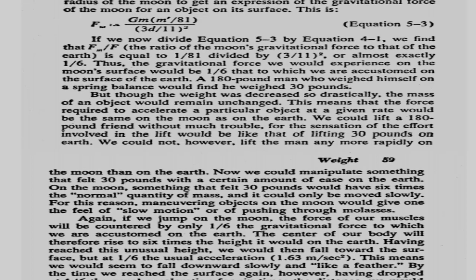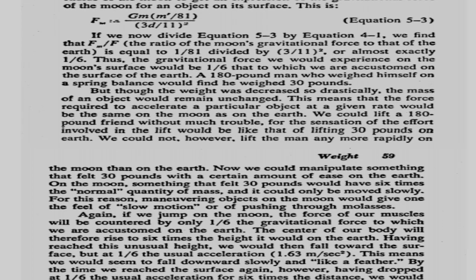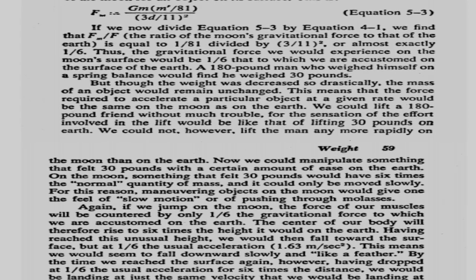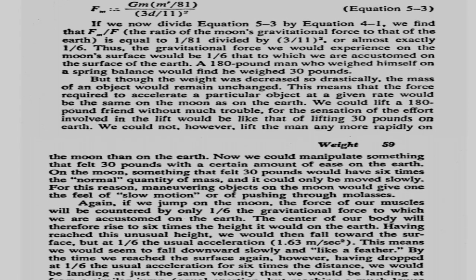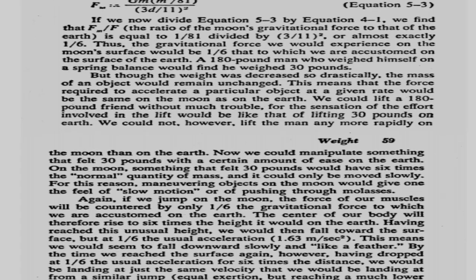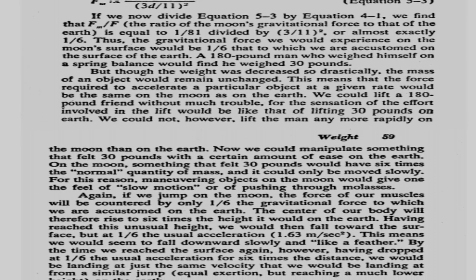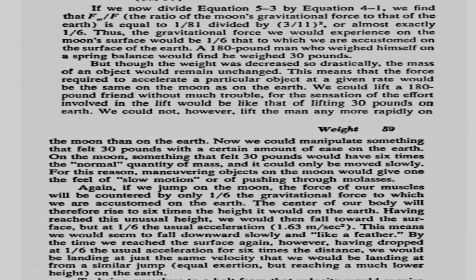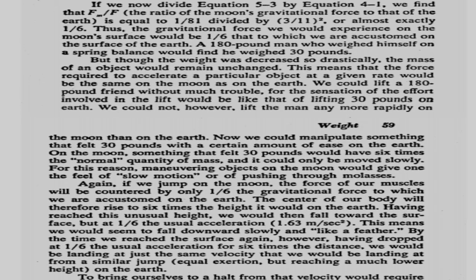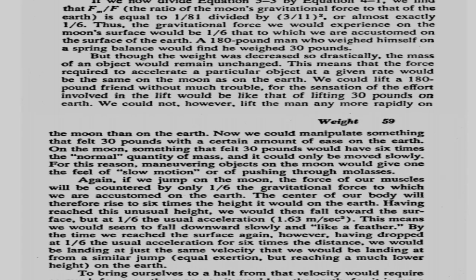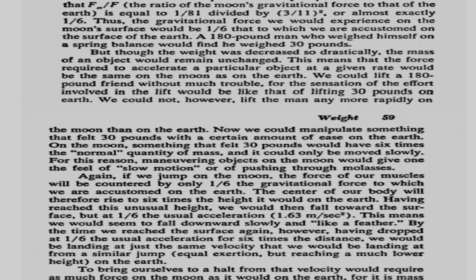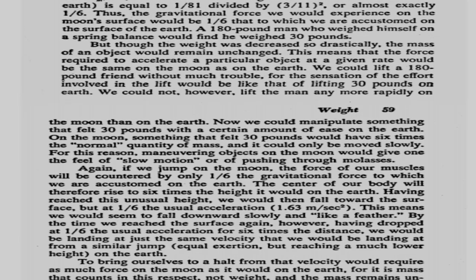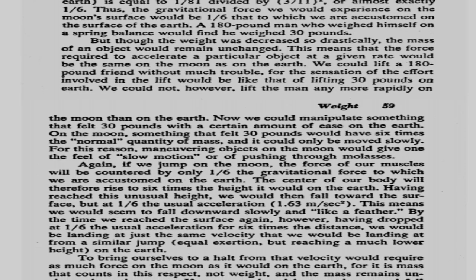Again, if we jump on the Moon, the force of our muscles will be countered by only 1/6 the gravitational force to which we are accustomed on the Earth. The center of our body will therefore rise to 6 times the height it would on the Earth. Having reached this unusual height, we would then fall toward the surface, but at 1/6 the usual acceleration, 1.63 meters per second squared. This means we would seem to fall downward slowly, like a feather.